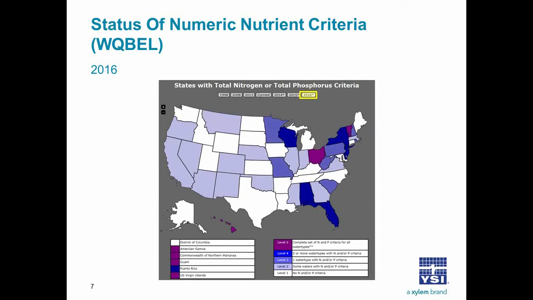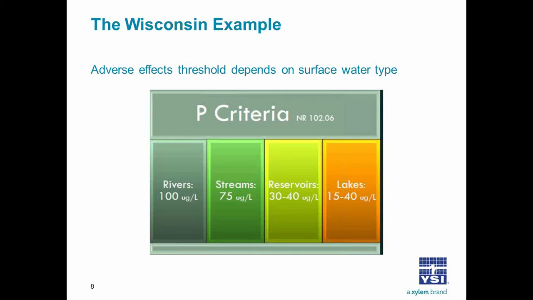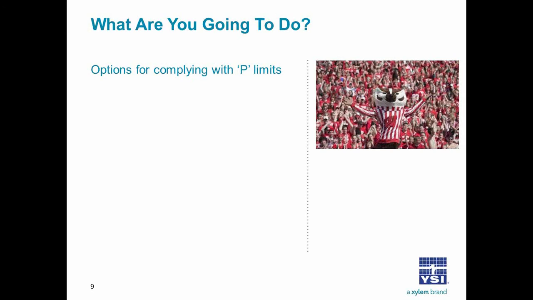Taking a look at one state, Wisconsin, as an example, they have defined adverse effects thresholds depending on the surface water type. So the P criteria depend on whether you're discharging into a river, a stream, a reservoir, or a lake. And these concentrations are in micrograms per liter. So 1,000 micrograms per liter is 1 milligram per liter. So quite low effluent limits could be required in these examples, with lakes going down as low as 15 to 40 micrograms per liter.